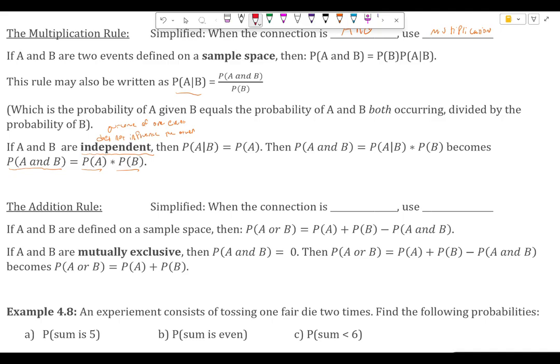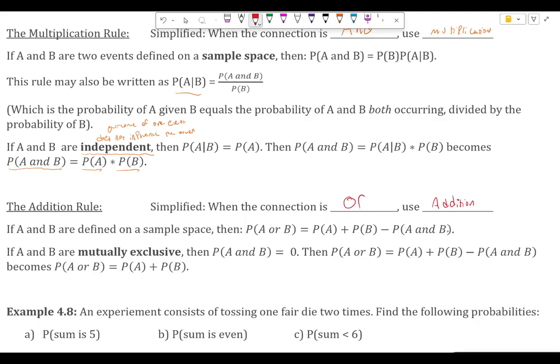The second rule can be simplified to the addition rule, which just says when we use the connector or, we can use addition. So when we use the word and, we multiply. When we use the word or, we can add. If A and B are defined on a sample space, then the probability of A or B is the probability of A plus the probability of B minus the probability of A and B both occurring.